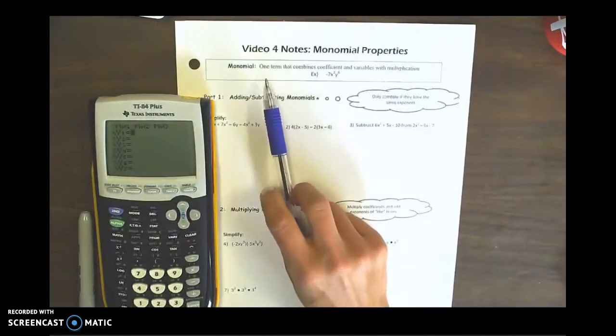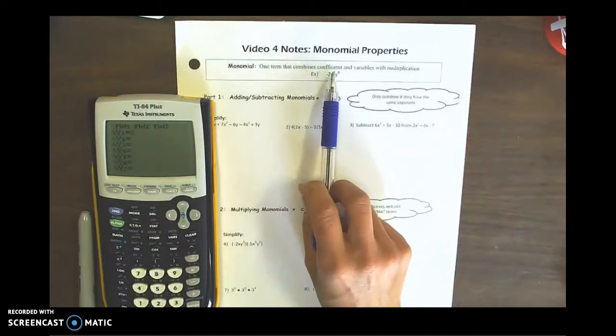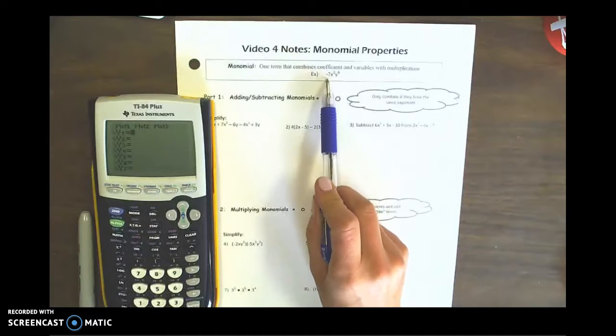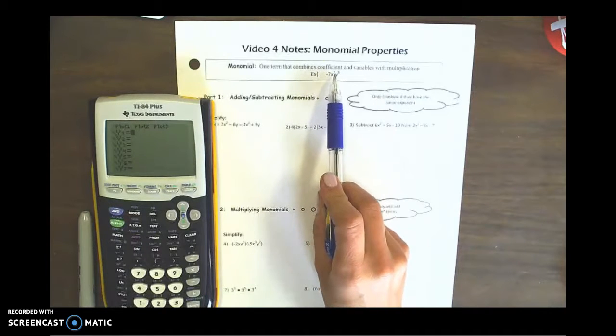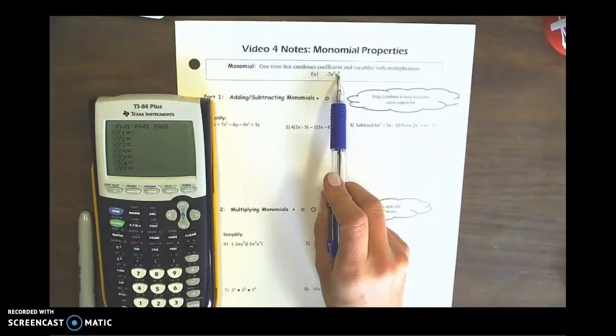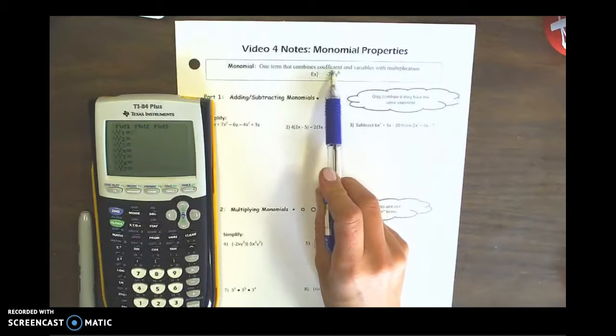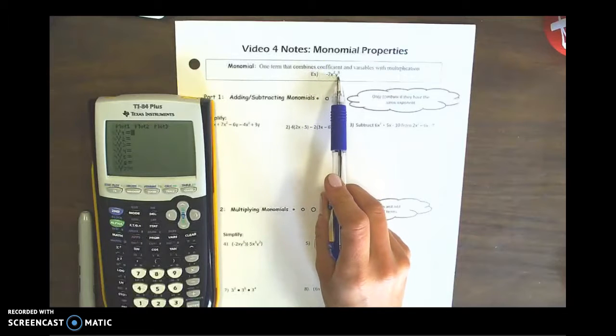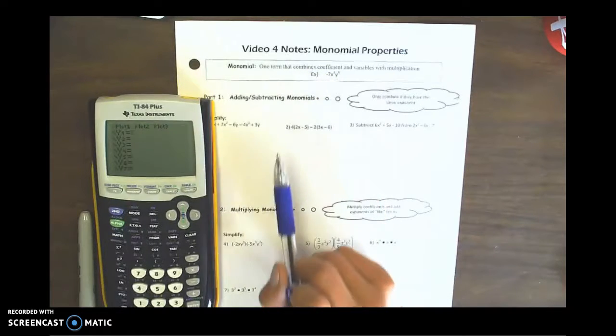So a monomial has only one term that combines coefficient and variables with multiplication. So here's an example of a monomial, negative 7x squared y raised to the sixth power. Since everything is together, there's no addition or subtraction. This is one term, it is all together. All right, so let's take a look.